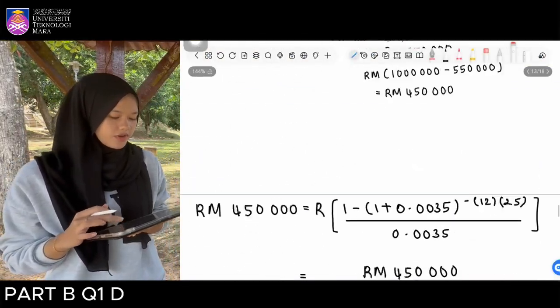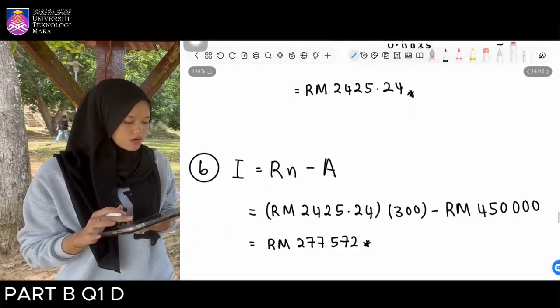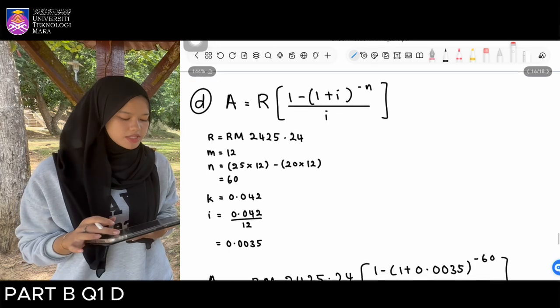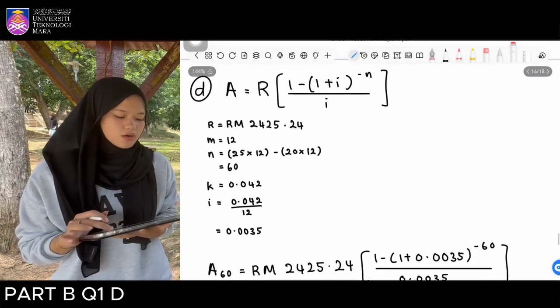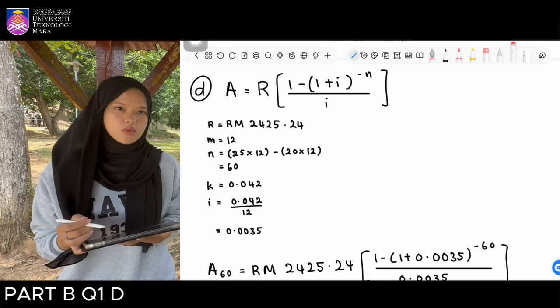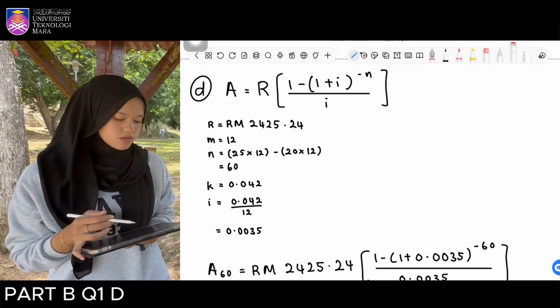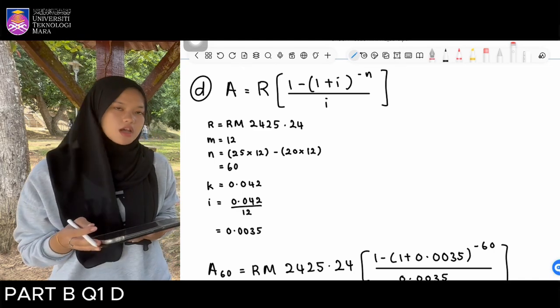For this question, we have to find the amount that he has to settle, which is the balance of the loan. For this question, we will use the present value formula, which is A equals R, 1 minus (1 plus i) to the power of negative n, over i. For the value of R, you can use the previous answer, which is RM 2,425 and 24 cents.